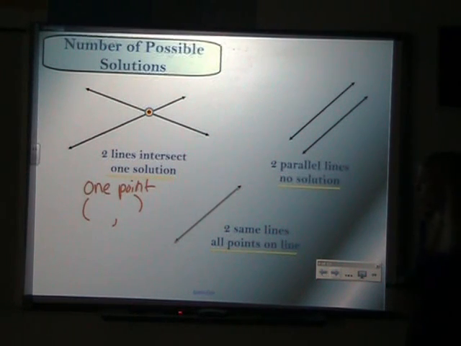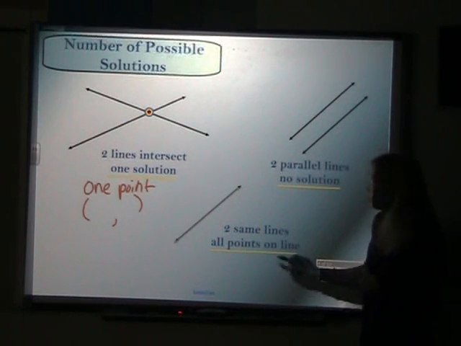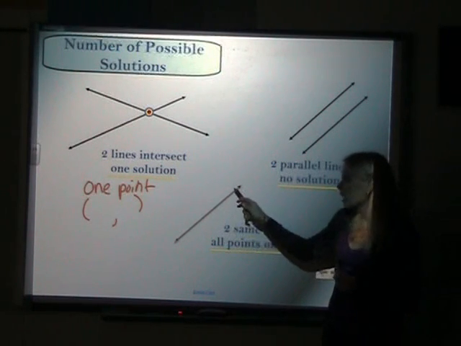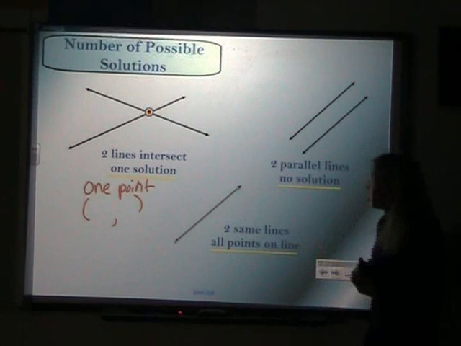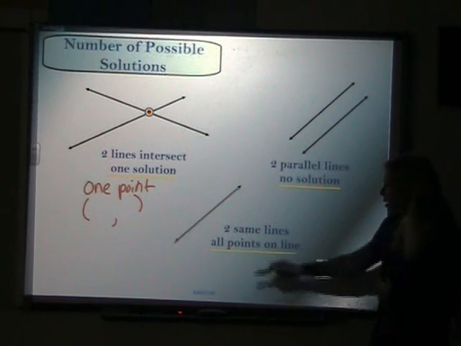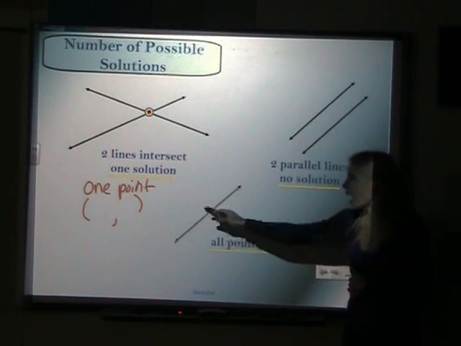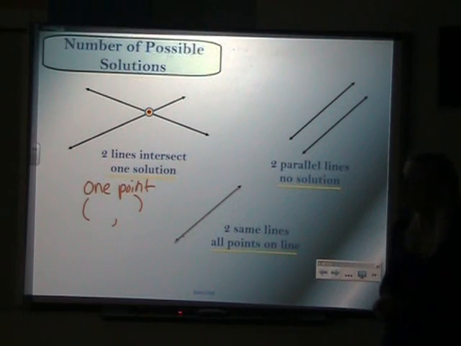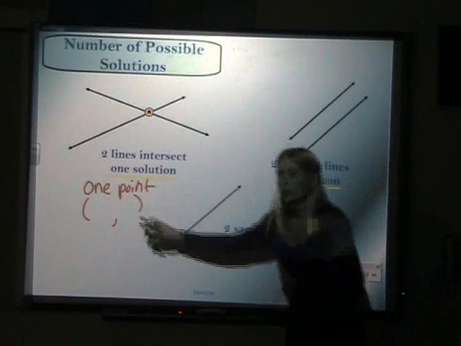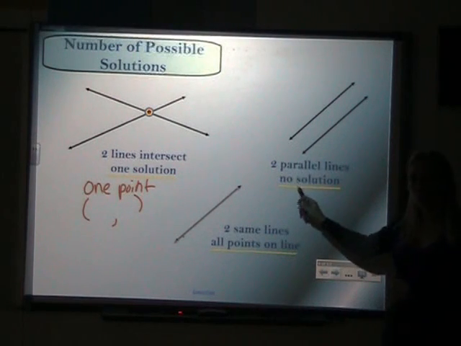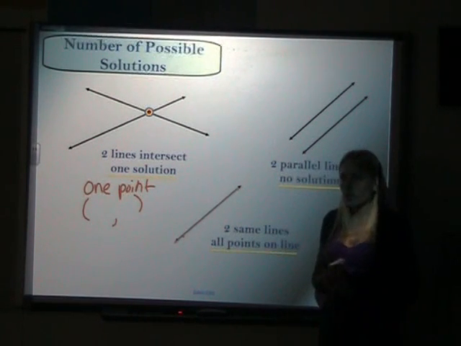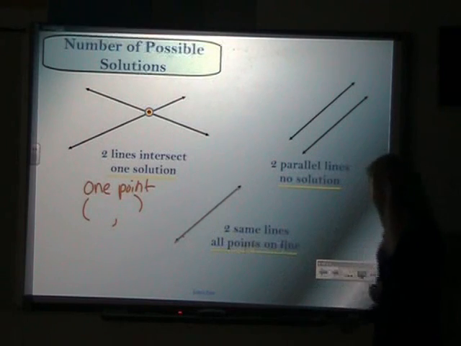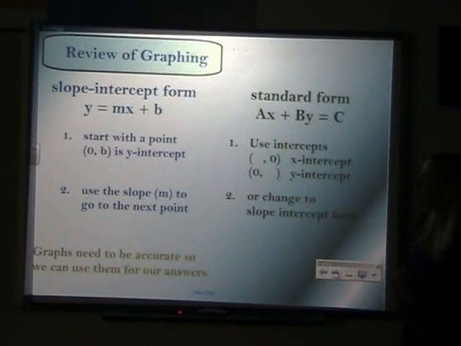And then you can also have a situation where you have the exact same line, they're just in two different forms. So then my answer is all the points that are on this line, because those points work in both of those lines. So I could either have one answer, I could have no answers, or I could have all the answers on my graph. Let's go ahead and go through some examples.